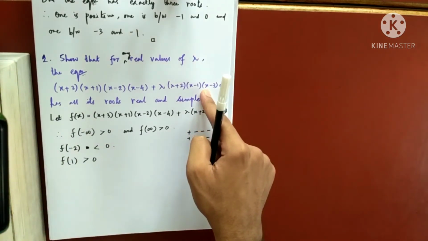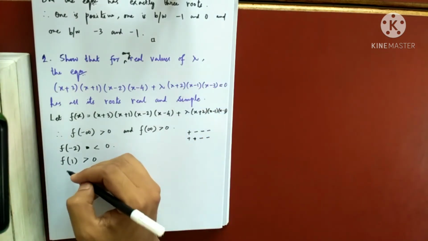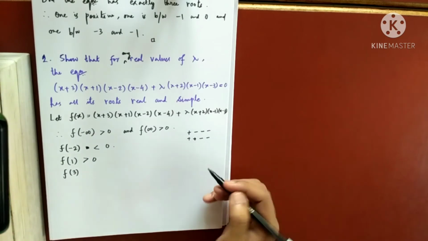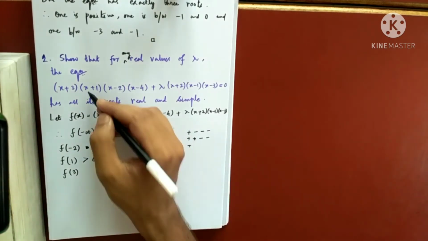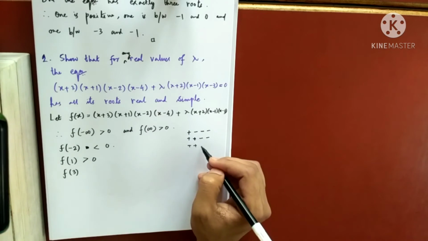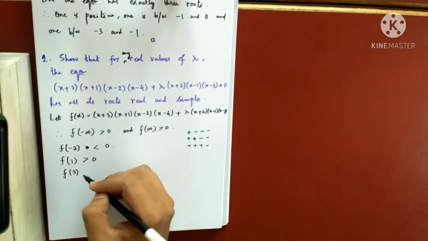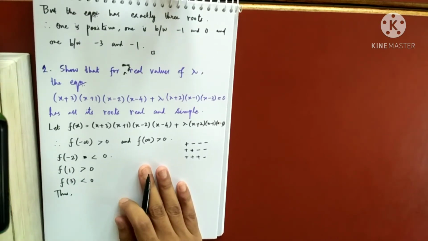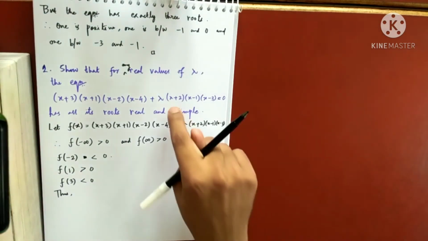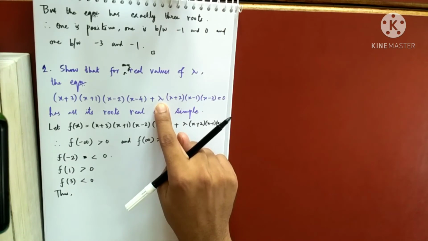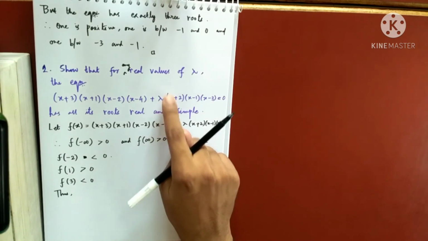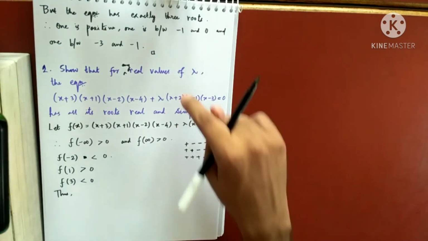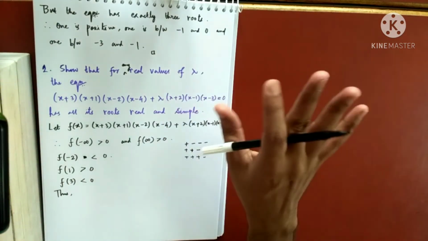Lastly, what I can find is f of 3, right? So let me find what is f of 3. Again, you check by yourself. So this is positive, this is positive, this is positive, this is negative. So eventually this will be negative. Thus, I cannot find any other values, because if I try to find, then the sign of those terms will depend upon lambda, making things complicated. So we'll avoid that. We'll just find f of minus 2, f of 1, f of 3, that's all.